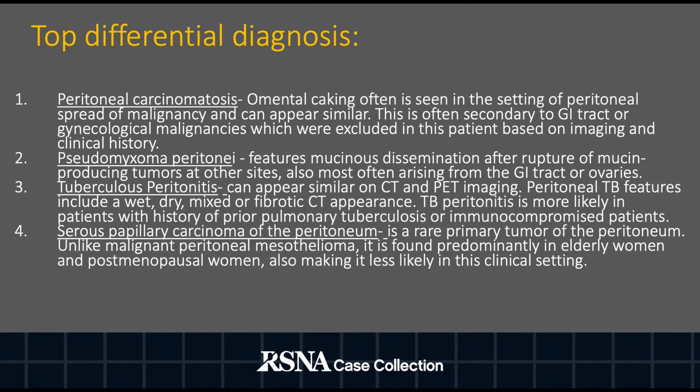Tuberculous peritonitis can appear similar on CT and PET imaging. Peritoneal TB features include a wet, dry, mixed, or fibrotic CT appearance. TB peritonitis is more likely in patients with a history of prior pulmonary tuberculosis or immunocompromised patients. Serous papillary carcinoma of the peritoneum is a rare primary tumor of the peritoneum. Unlike malignant peritoneal mesothelioma, it is found predominantly in elderly women and postmenopausal women, also making it less likely in this clinical setting.